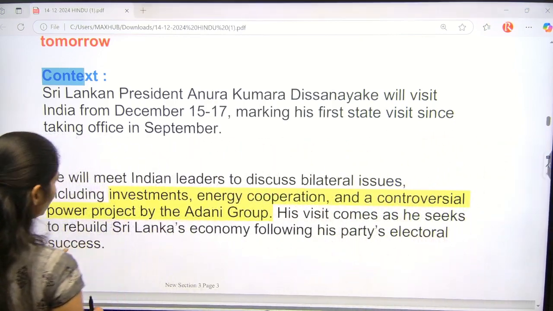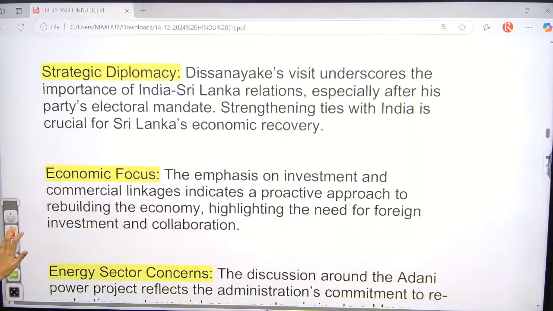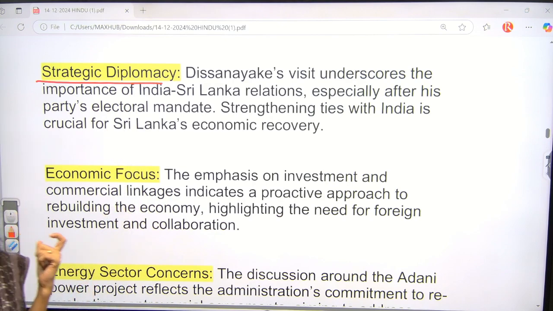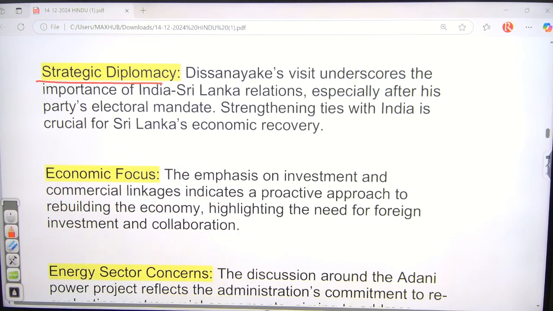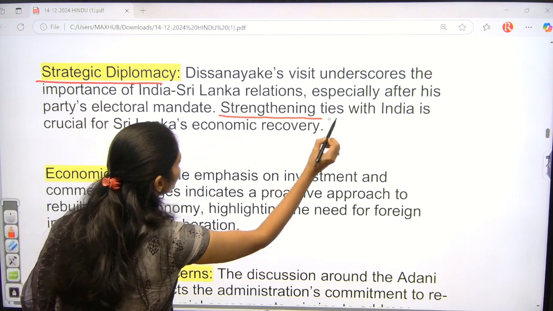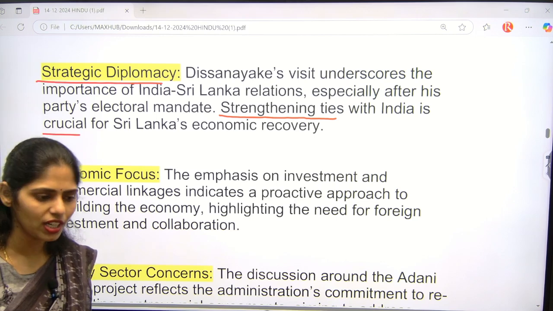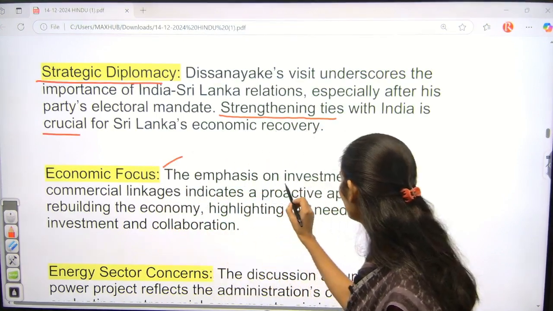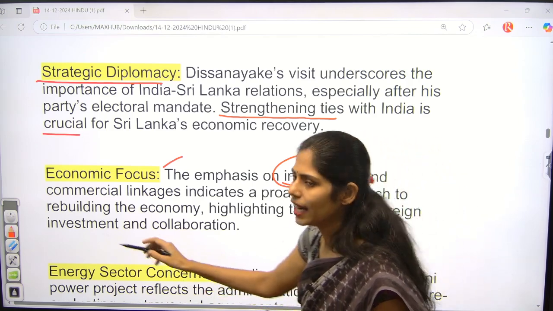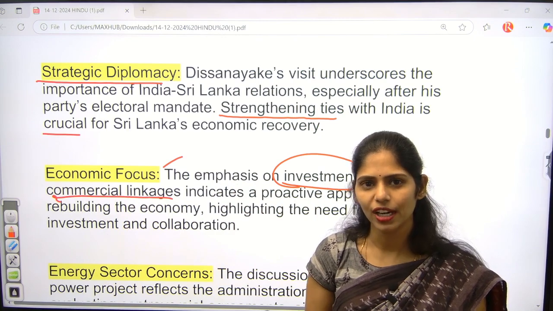Let us see the important facts given in this article. The first one is that once this Sri Lankan president is visiting India, we can understand that there is an improvement of bilateral and diplomatic relations between India and Sri Lanka. With this visit, we can strengthen our ties with Sri Lanka, which will be helpful for the economic recovery of Sri Lanka as well. The next one is that we are focusing on investment and commercial linkages. That means we are focusing on rebuilding the economy.